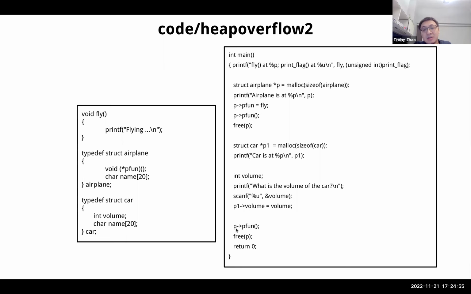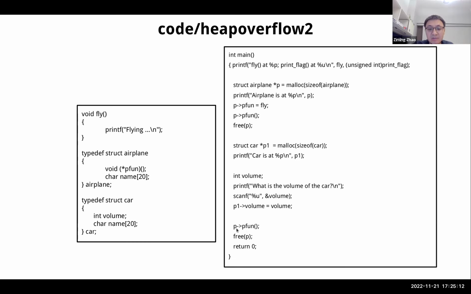So then there is a use after free vulnerability here. P has already been freed. We should never use it actually, but we are still using it here. That's why it's called a use after free vulnerability.